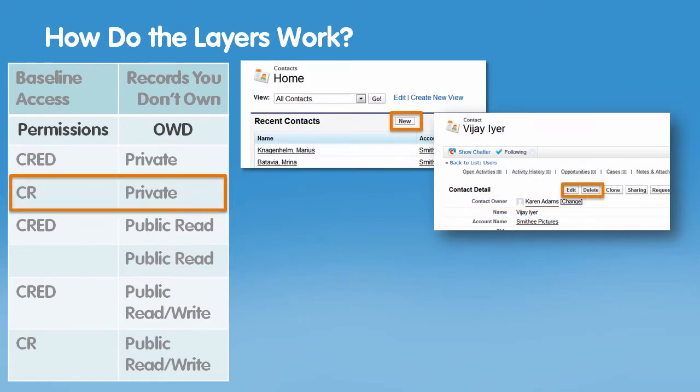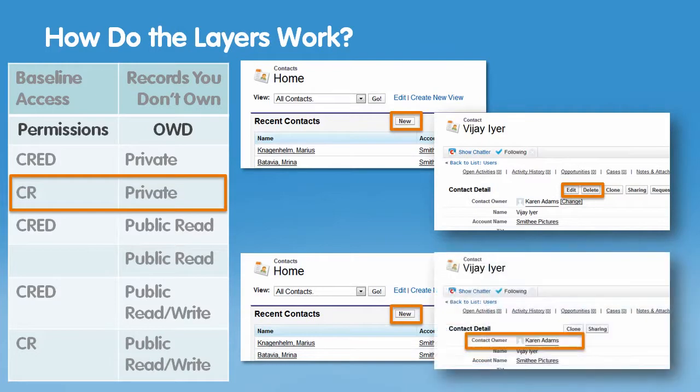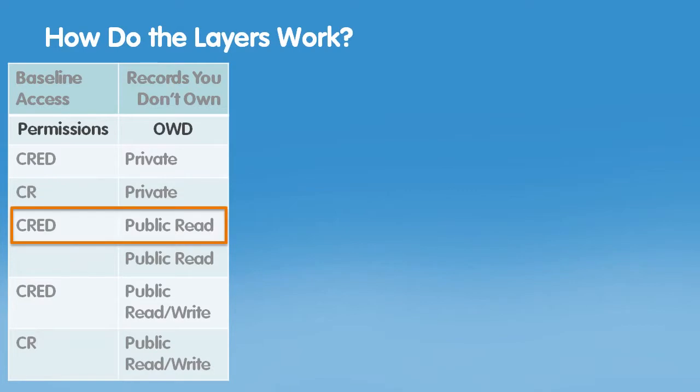If we reduce the permissions to create and read, and leave the org-wide default as private, Karen can create new records. She can only see contacts that she owns, and on those records, she does not have edit or delete permissions. Let's say we've set permissions on her profile to create, read, edit, delete, and the org-wide default is set to public read-only.